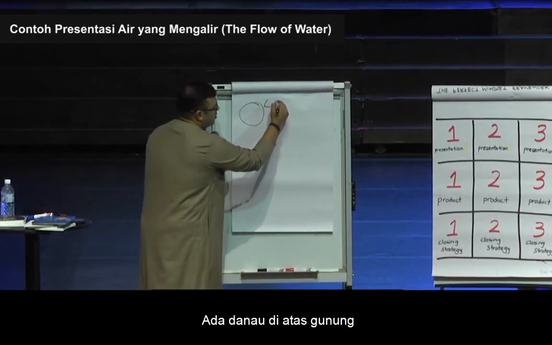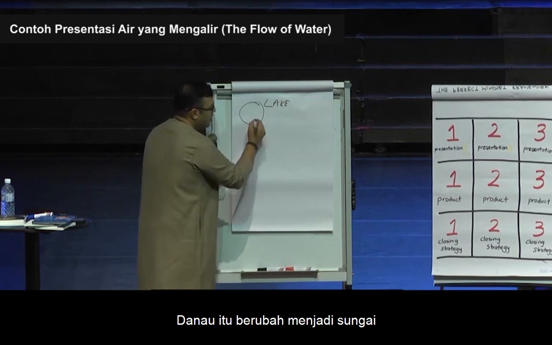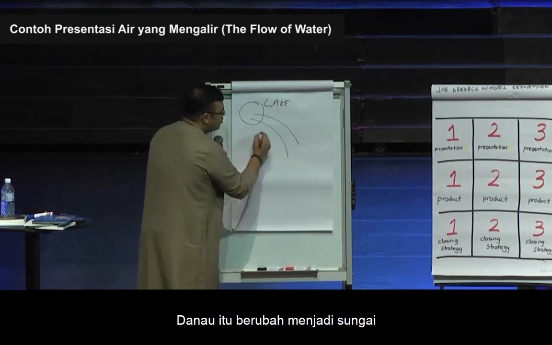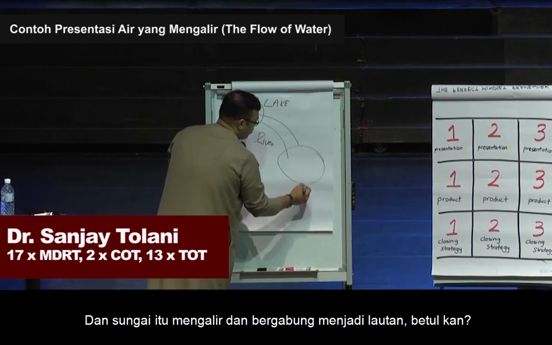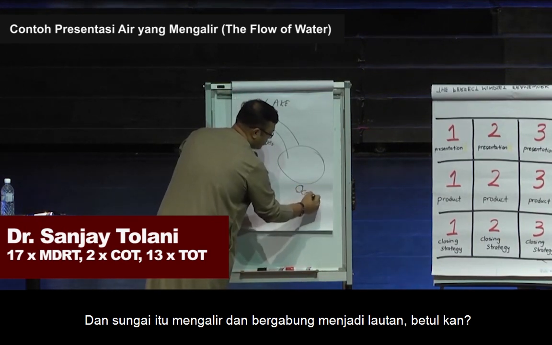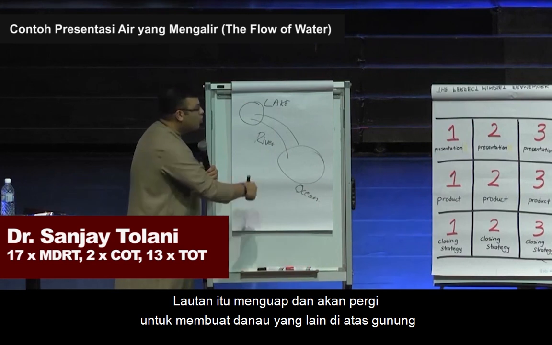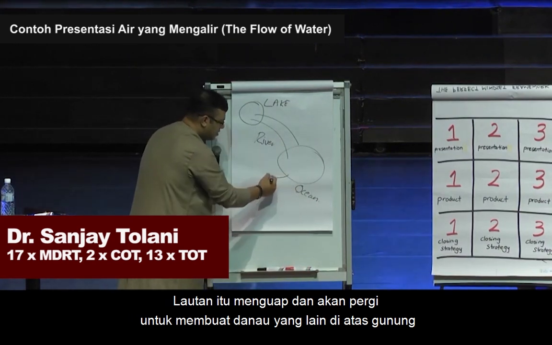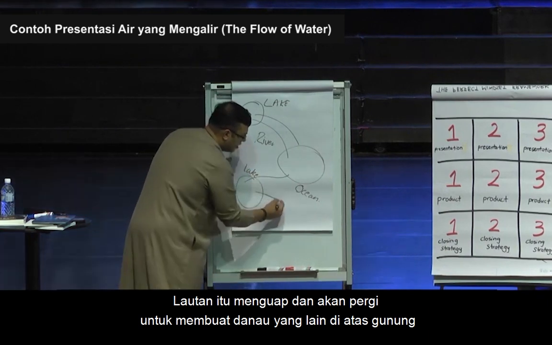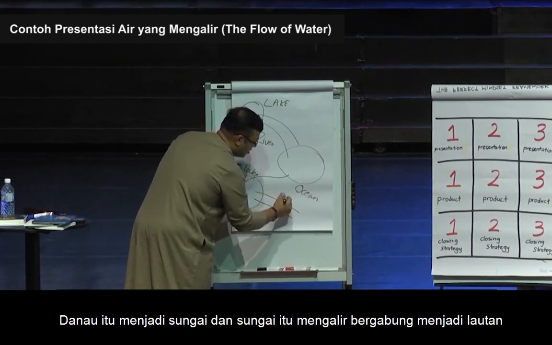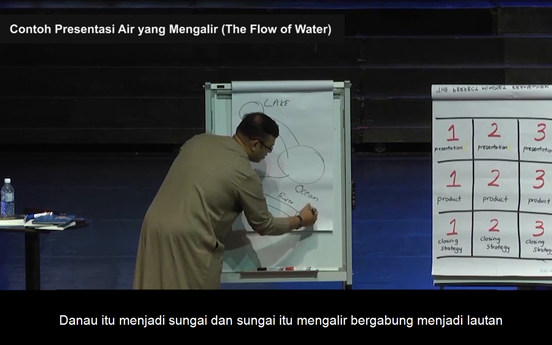There's a lake on top of a mountain. That lake converts into a river, and that river goes and joins the ocean. Correct? This ocean will evaporate and it will go and make another lake on top of a mountain. That lake becomes a river, and that river goes and joins into the ocean.